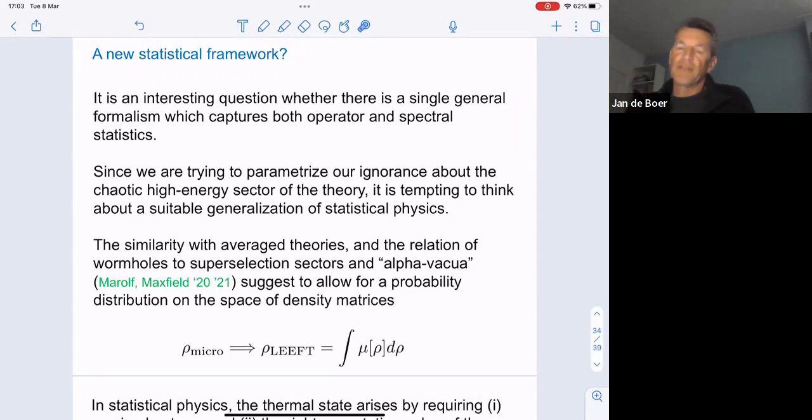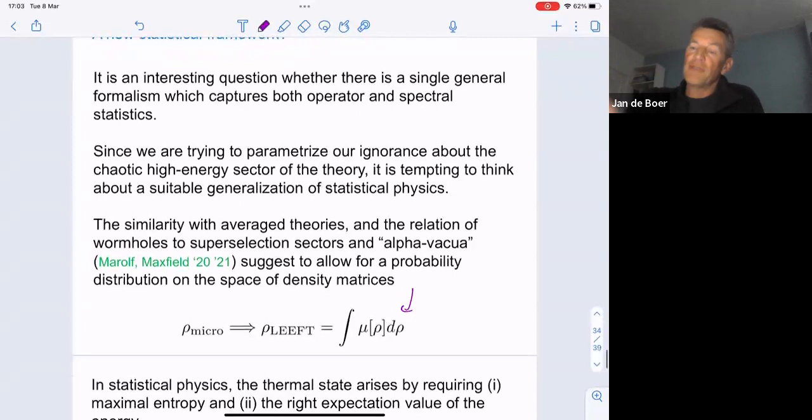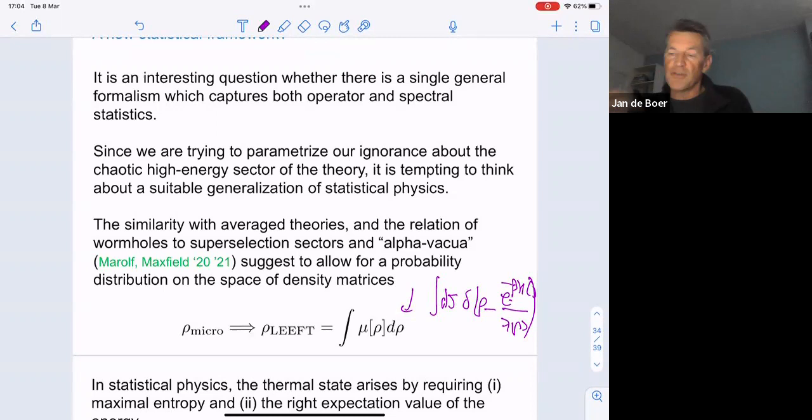And one proposal that you could have is that the type of statistical framework that captures all the features that we're seeing here is to replace the standard notion of a density matrix from quantum statistical mechanics by a measure on the space of density matrices. This is in particular something that you get for free if you do an average over theories. Because if you have some coupling constant and you average over e to the minus beta H_j divided by Z beta and so on, if you put some delta functions there that average thermal states over Hamiltonians that depend on some coupling constant, you get a probability distribution on the space of density matrices.